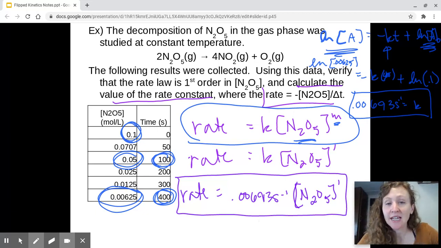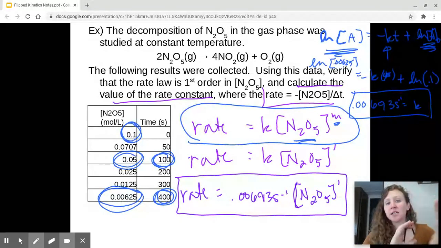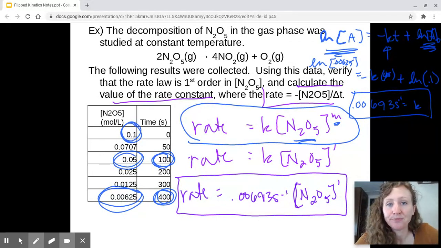First of all, the data that they gave us forced us into a method of evaluating it. They gave us data that was time versus concentration and not data that was rate versus concentration. So because they gave us time versus concentration, we have to graph it and compare it to the integrated rate laws to see which one comes out as a first order. So we graphed natural log versus time. It came out as a straight line, so we know it's first order.